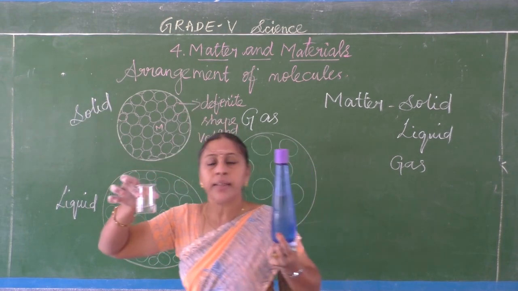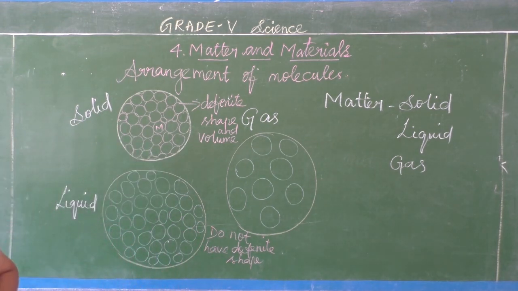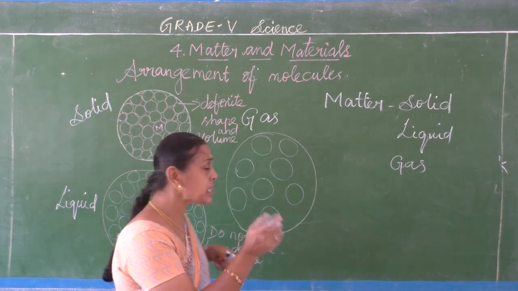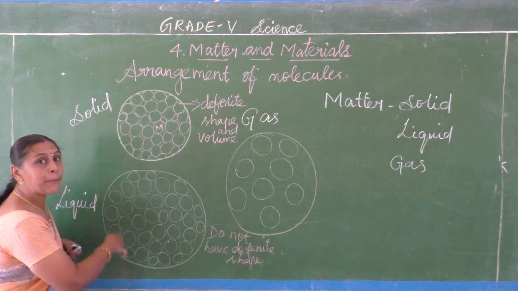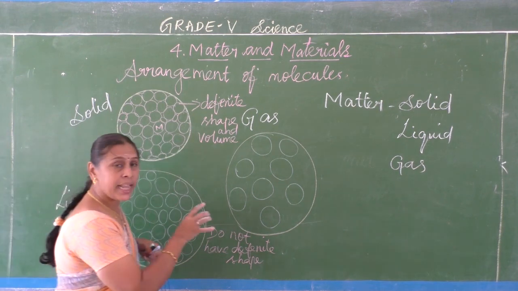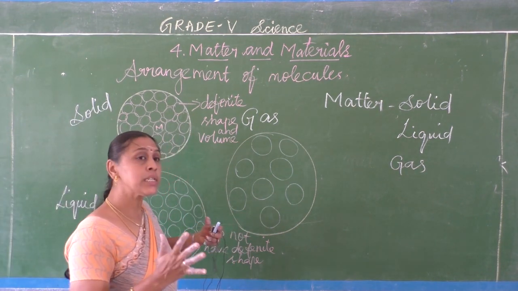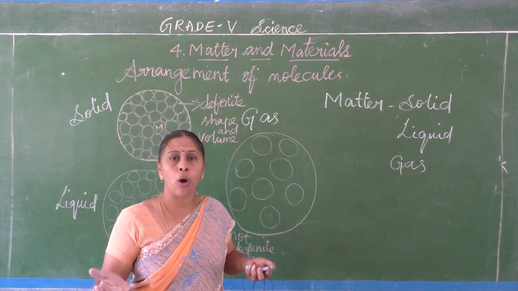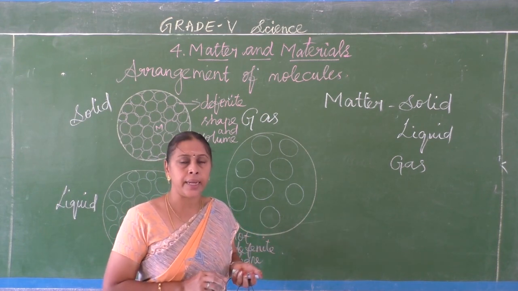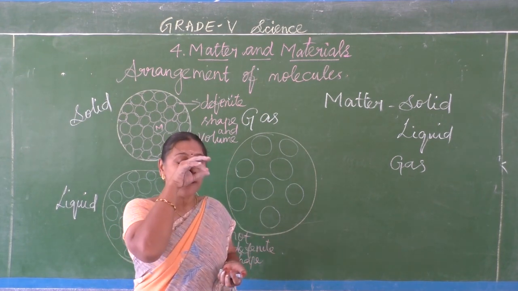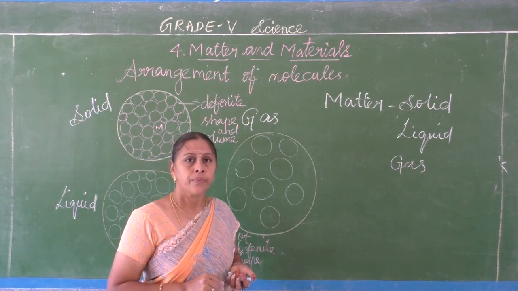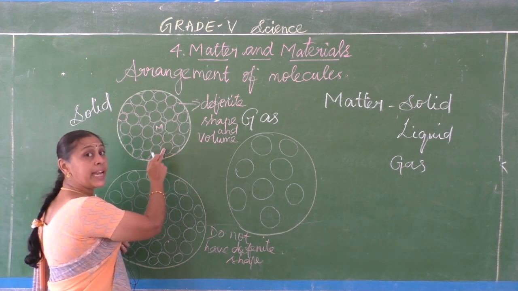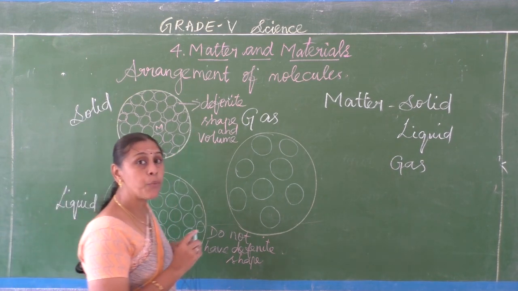So wherever the liquid is, it takes the shape of the container because it doesn't have a definite shape, as the molecules are loosely packed. In the same way, gas, as the molecules are loosely packed, also does not have a definite shape and volume. It takes the shape of the container. Liquid has definite volume but no definite shape. Understand?